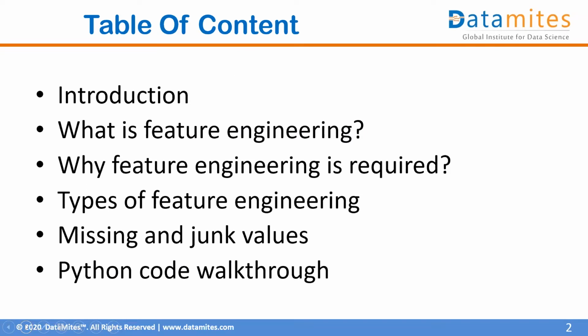There are multiple techniques to handle missing values and junk values. Along with that, we will have a Python code walkthrough. Before starting, I would like to know what you understand by feature engineering. Any idea? Any one of you? You can put your answers in the QA section.